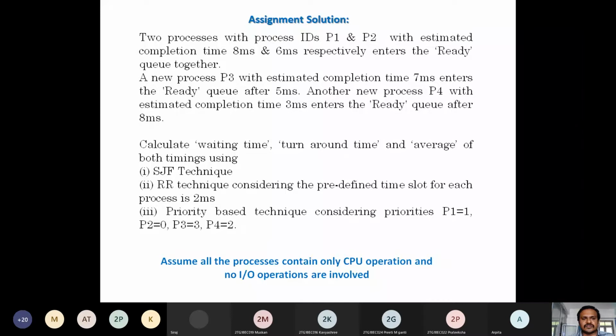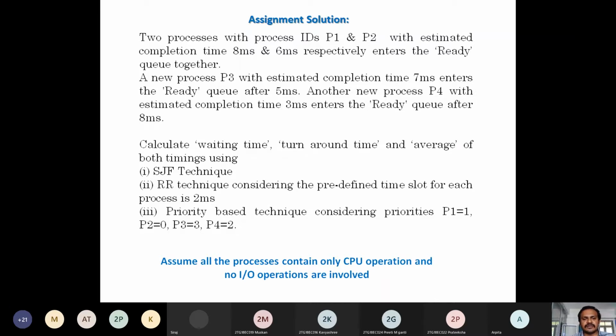The first one is the shortest job first, SJF technique. The second one is the round robin technique. In the round robin technique, what do we need to do? As per the algorithm, each process gets an equal time slice. Even though there is variation in the completion times, each process is split into a number of time slices. So for the round robin technique, we consider the predefined time slot for each process to be 2 milliseconds.